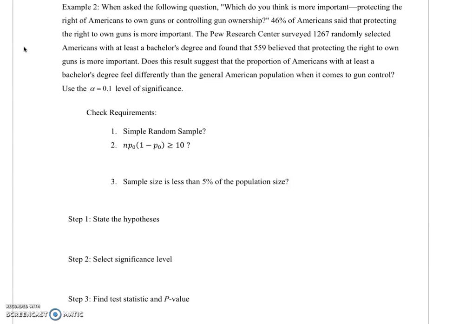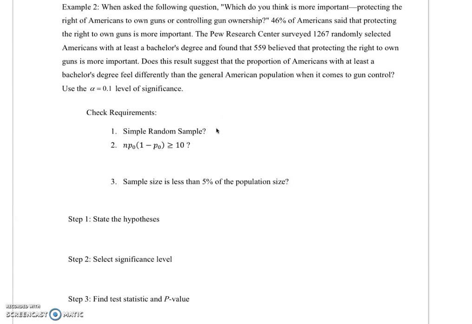Does this result suggest that the proportion of Americans with at least a bachelor's degree feel differently than the general American population when it comes to gun control? Use the alpha equals 0.1 level of significance.